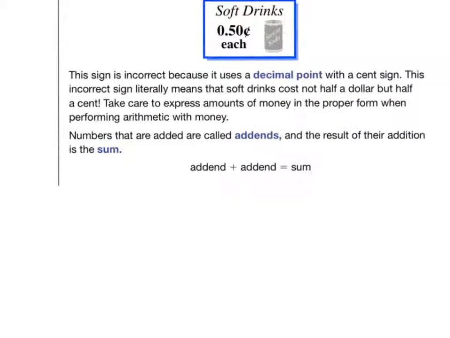Numbers that are added are called add-ins, and the result of their addition is the sum. That needs to be in your notes. So numbers that are added are called add-ins, and sum is what you get when you add them together. So write this down: add-in plus add-in equals sum.